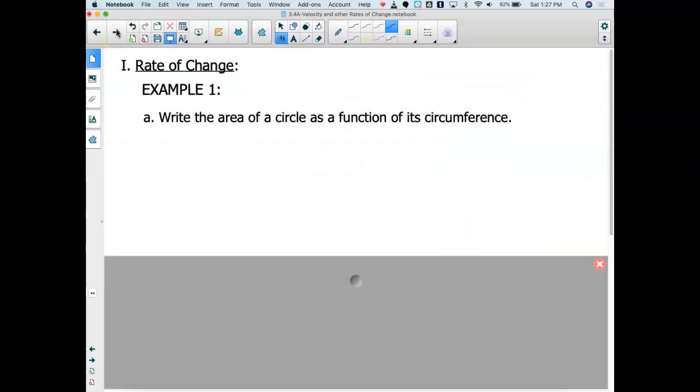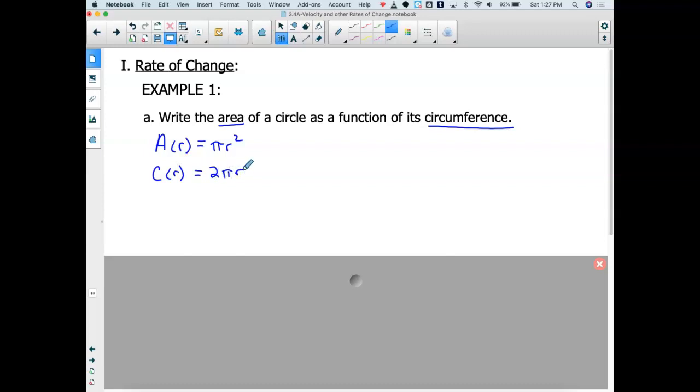Let's take one example. Write the area of a circle as a function of its circumference. What do we know about a circle? We know the area in terms of the radius is pi r squared. But I want to write the area in terms of its circumference. I know area is a function of radius. I also know that my circumference can be written as a function of radius, correct? Which is 2 pi r.